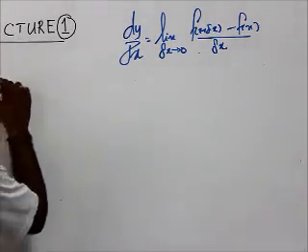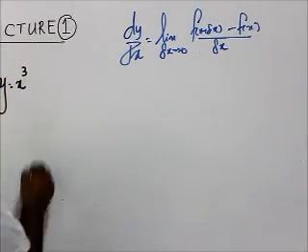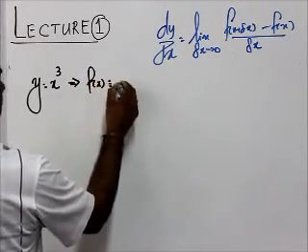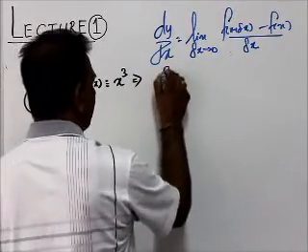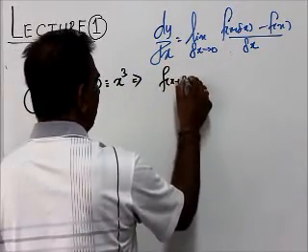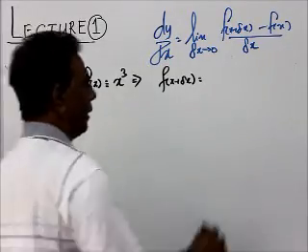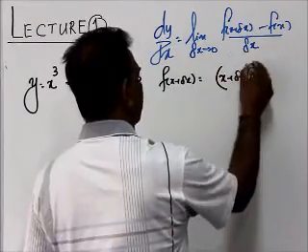So y is equal to x cubed. What is the function? The function of x is equivalent to x cubed. So from this, f of x plus delta x, in place of x, if you substitute x plus delta x, you will get x plus delta x to the power 3.